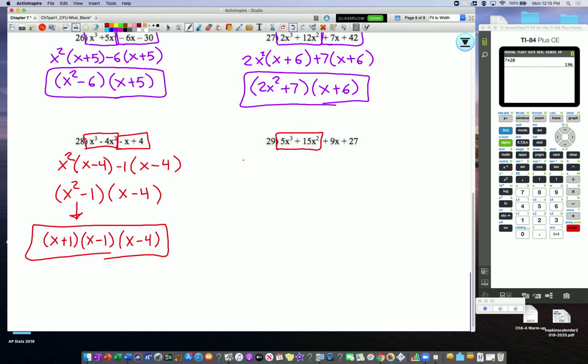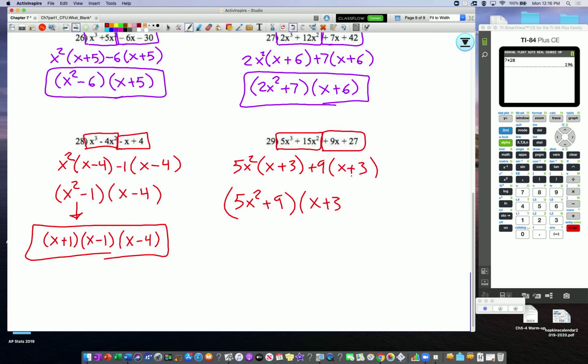All right, very last problem. I see a 5 in common, and I see an x squared in common. So I'm left with x plus 3. 9 and 27 have a 9 in common. X plus 3. Same thing in parentheses, which is beautiful. So combine the outsides. 5x squared plus 9 sets of x plus 3's.